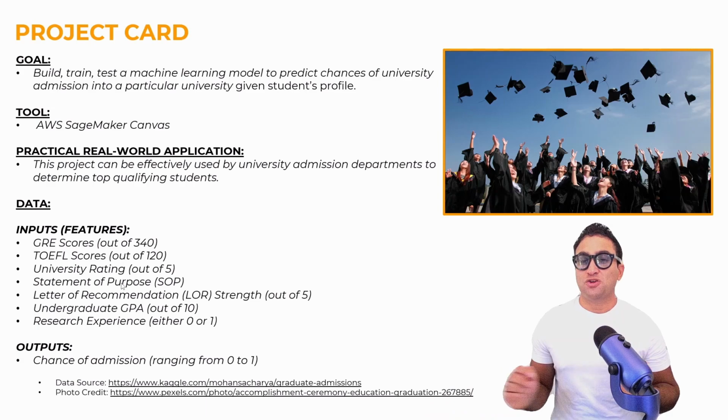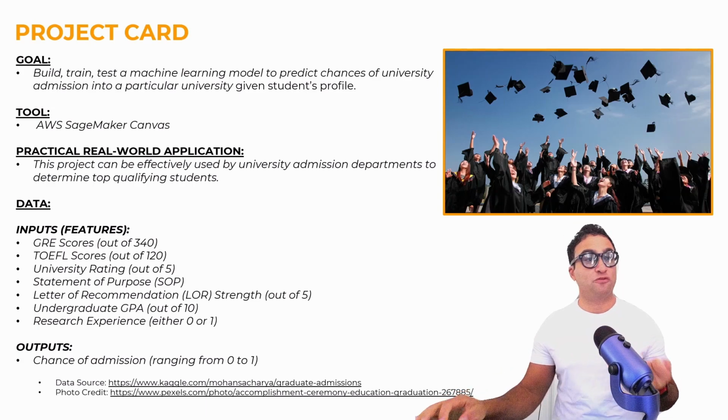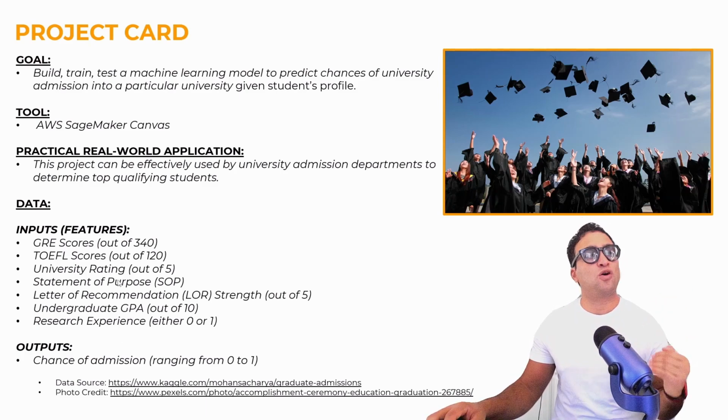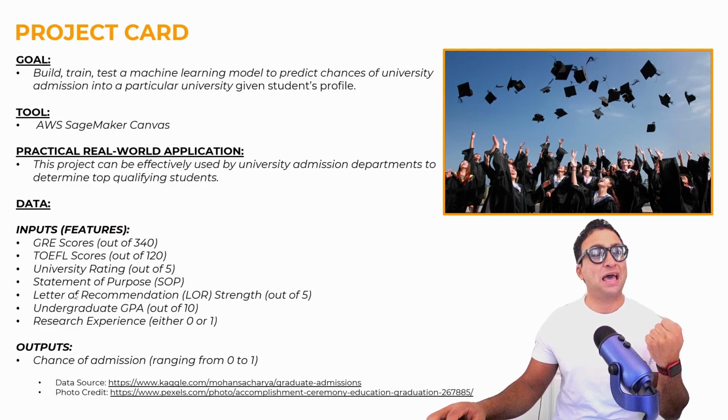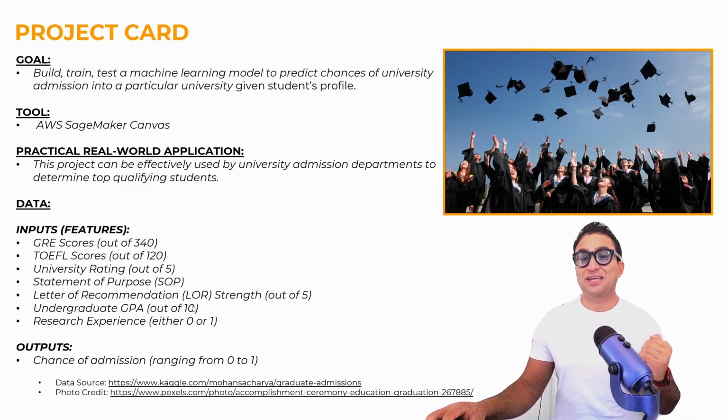Also, when students apply to any university, they need to write a statement of purpose. And of course, they need to get letters of recommendation. So we can rank all these different letters according to their power, per se. So if we have a good statement of purpose, we're going to rank that student high. We can also have a letter of recommendation strength.